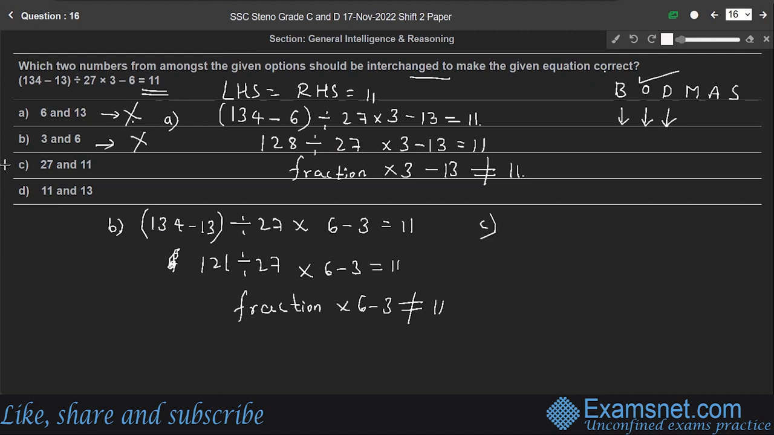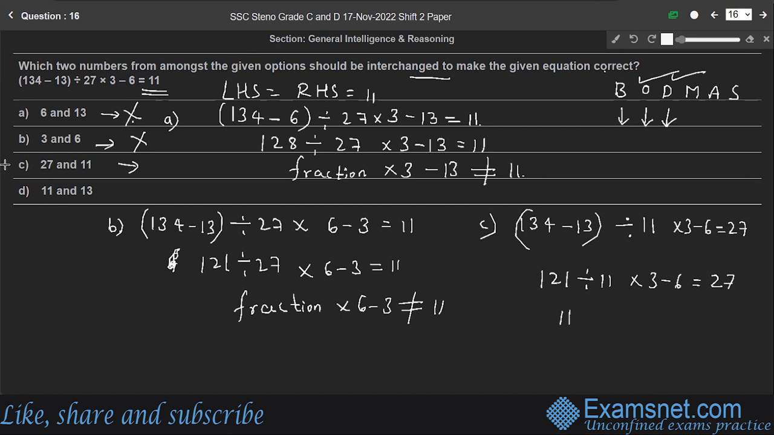If you take option C, interchange 27 and 11, the given equation becomes 134 minus 13, divided by 11 into 3 minus 6, should be equal to 27. We have just interchanged the numbers. So 134 minus 13 becomes 121, divided by 11 into 3 minus 6, should be equal to 27. Again, by the BODMAS rule, we have removed the bracket. Next comes the division part. 11 into 11 is 121, so 121 by 11 is 11. 11 into 3 minus 6 should be equal to 27. Next comes multiplication: 33 minus 6 is equal to 27.